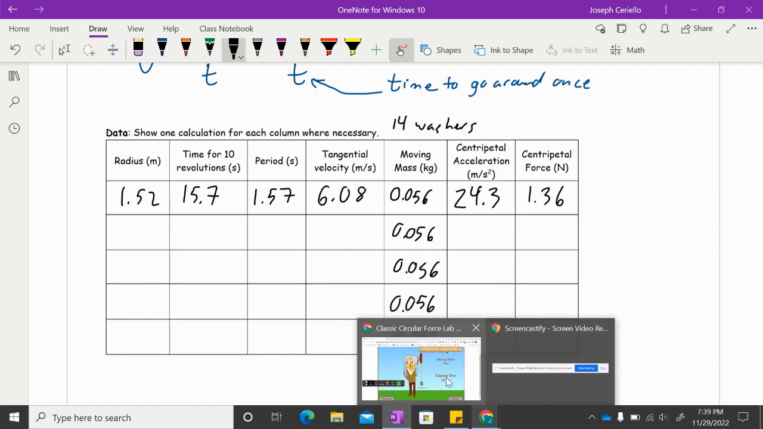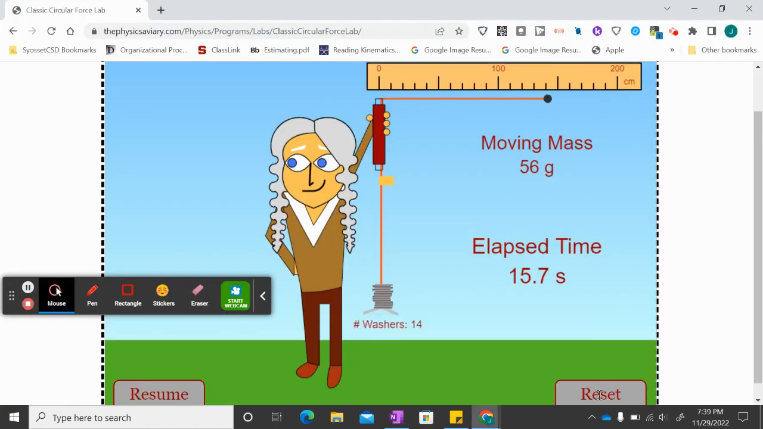So what I need to do now is I need to change the radius. So I'm going to hit reset. The number of washers should not change. There it is. It doesn't. My moving mass does not change. Okay. If it did, then you have to get back to it, which can be annoying because the numbers are kind of random. It's annoying to get back to an exact number.